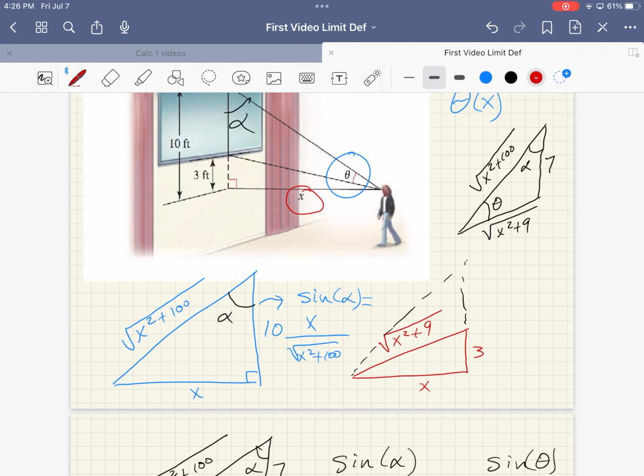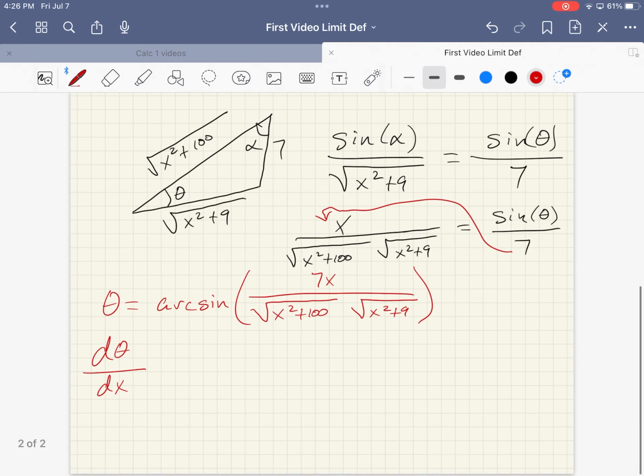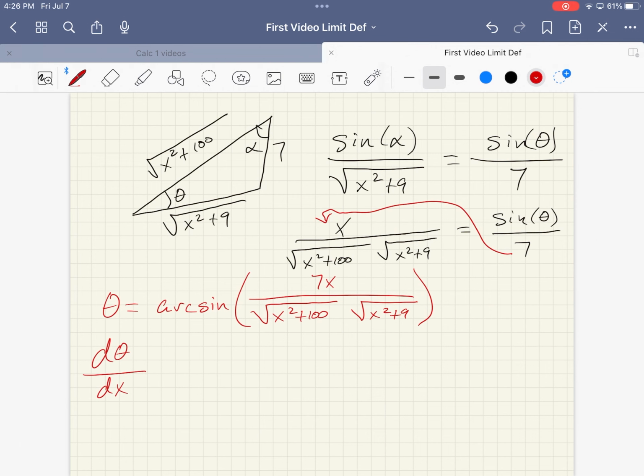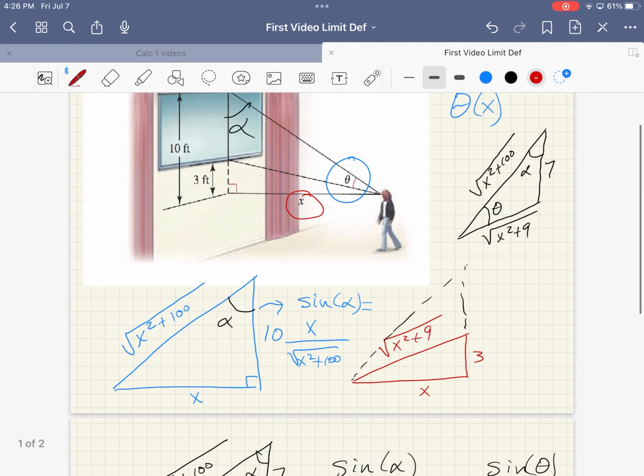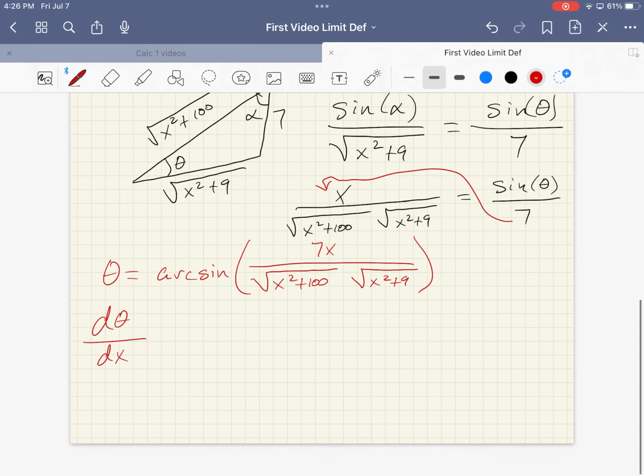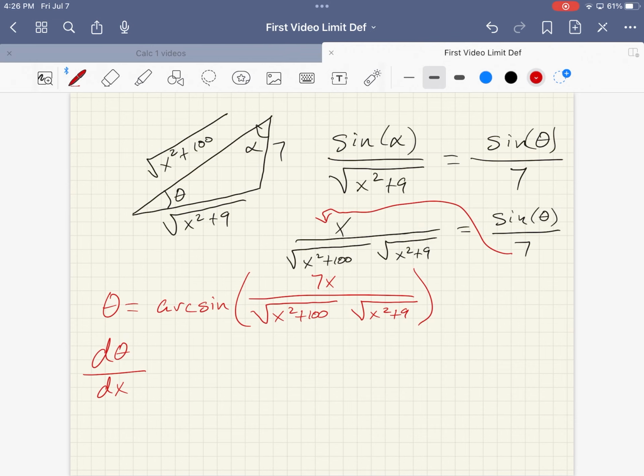So how close should we stand? That always tells you what you should have a function of and how you should take the derivative. Whatever it is you're wanting to maximize, that's your output. And whatever variable you're trying to find, that's your input. Okay, so we have to take this derivative.